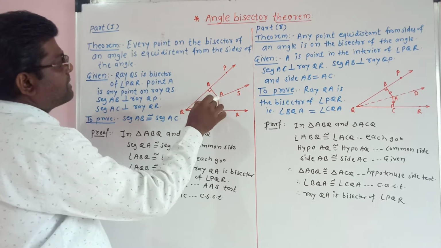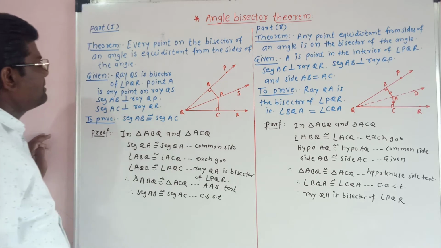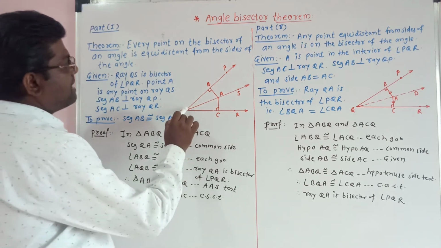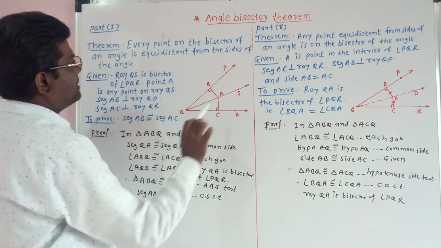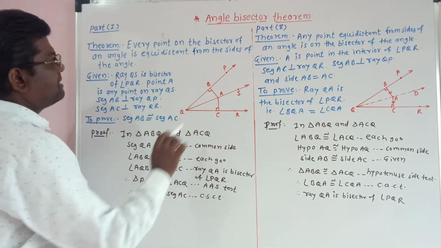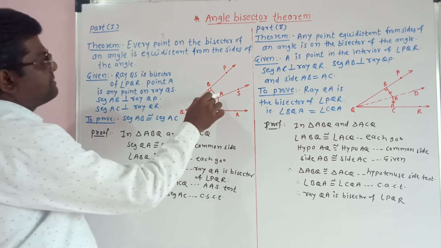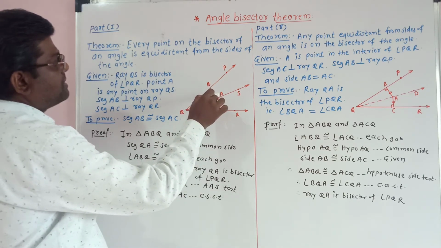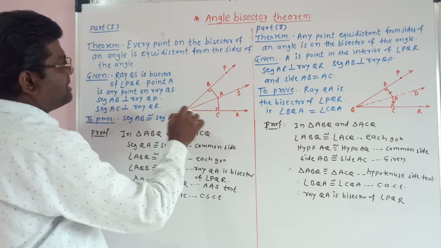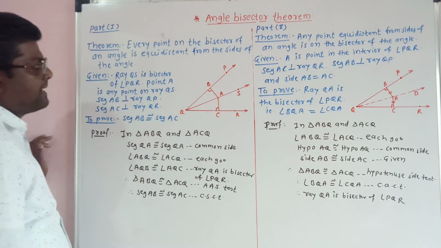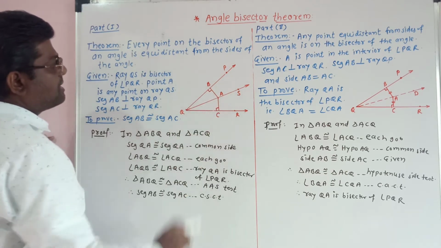segment AB congruent to segment AC. It is given that ray QS is the bisector of angle PQR, point A is any point on ray QS, segment AB is perpendicular to QP and segment AC is perpendicular to QR, and we have to show that segment AB is congruent to segment AC.